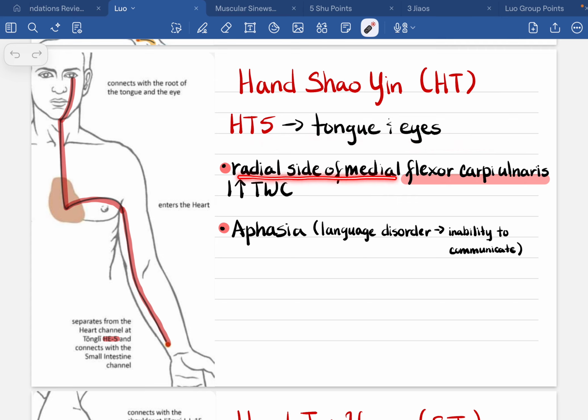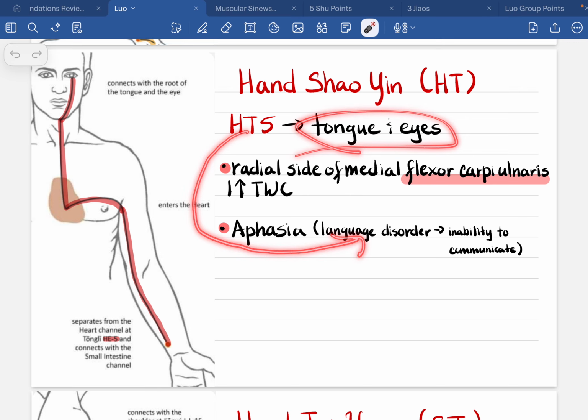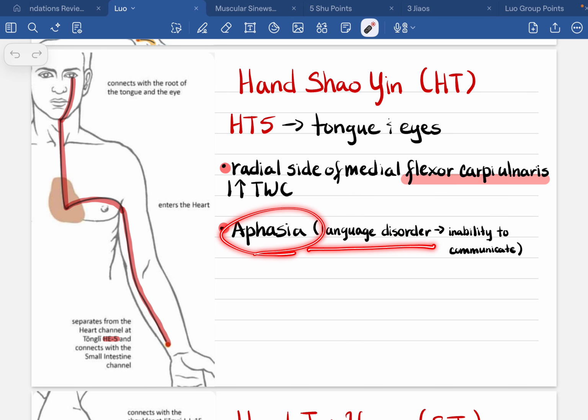It is at the radial side, right, of the flexor carpi ulnaris. I always mention this. Ulnaris always has to do with the heart. And it's one soon up from the transverse wrist crease, which is right here, one soon up. It's in the radial side of the flexor carpi ulnaris. And that's how you find heart 5. And of course, because it goes to the tongue and eyes, it addresses aphasia, which is language disorder, inability to communicate. So that goes also together.